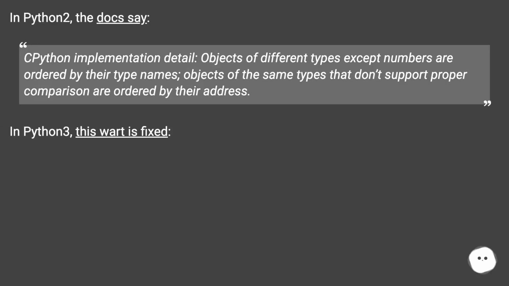In Python 2, the docs say: "Python implementation detail: objects of different types except numbers are ordered by their type names; objects of the same types that don't support proper comparison are ordered by their address." In Python 3, this is fixed.